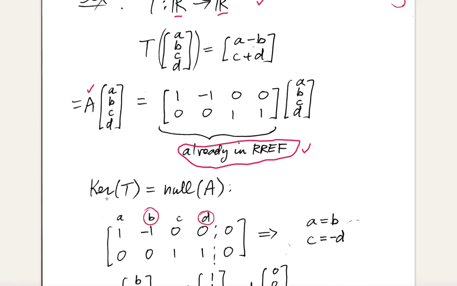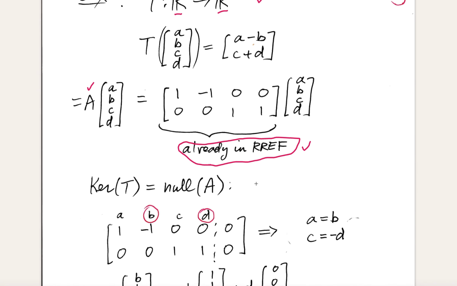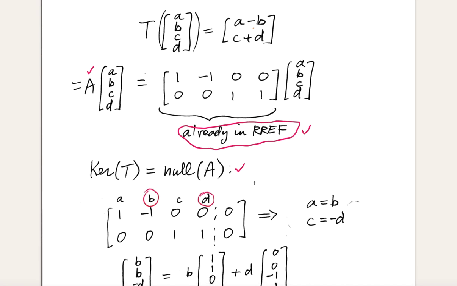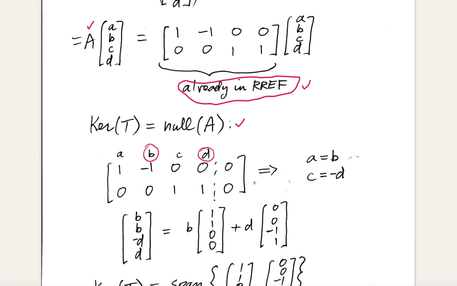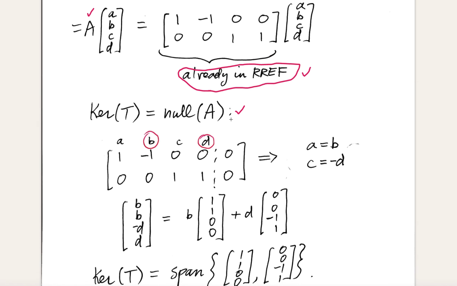I claim the kernel of T, those are all the vectors in R4 that get mapped to 0, is going to be the same as the null space of A. Remember what the null space of A would be: the set of all 4-vectors being mapped to 0 under this multiplication. But that corresponds to our transformation, so that's essentially what we've got here.